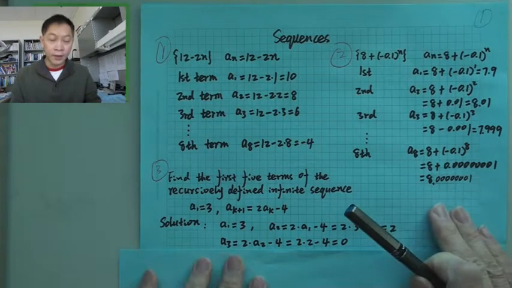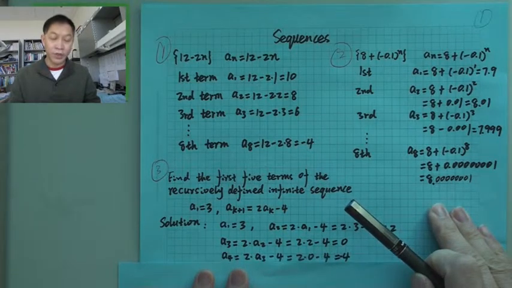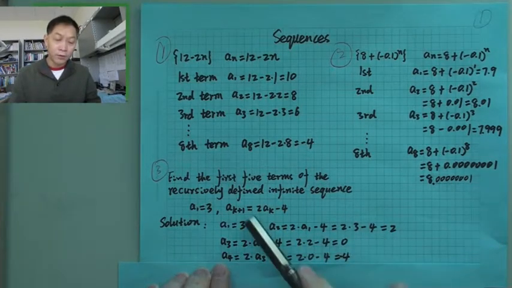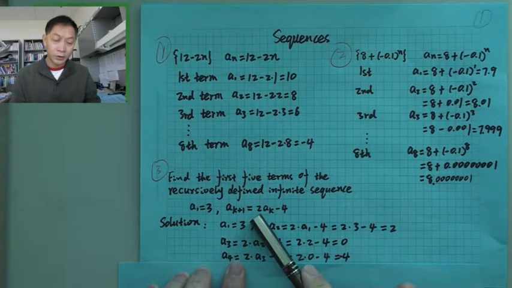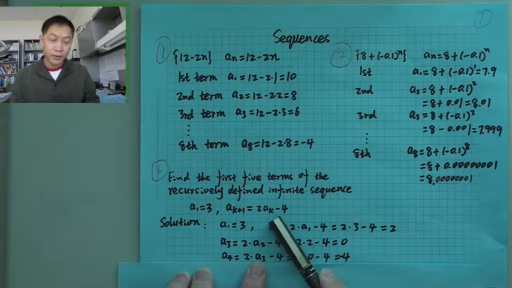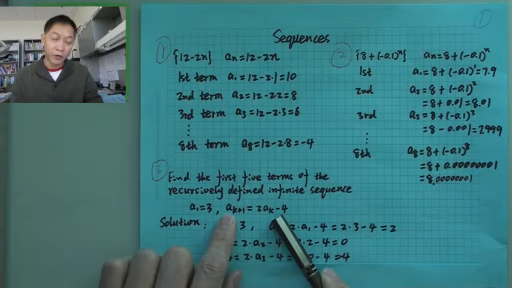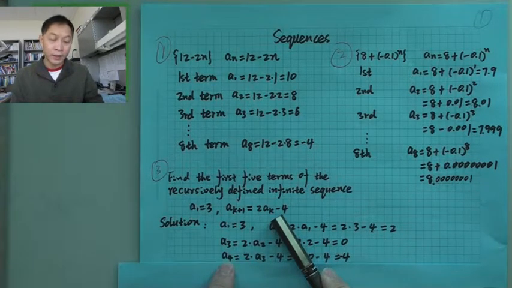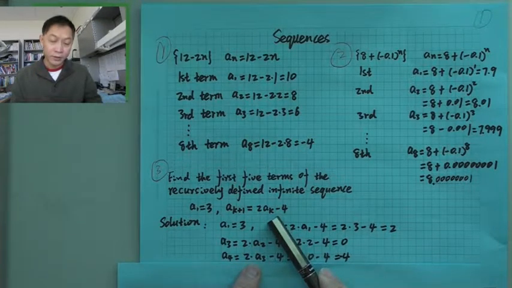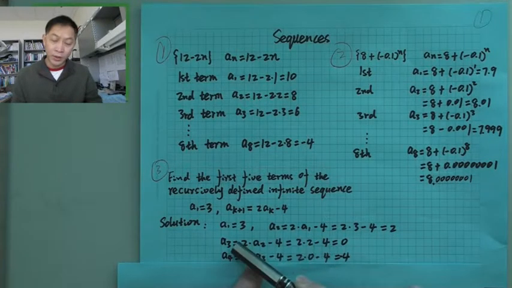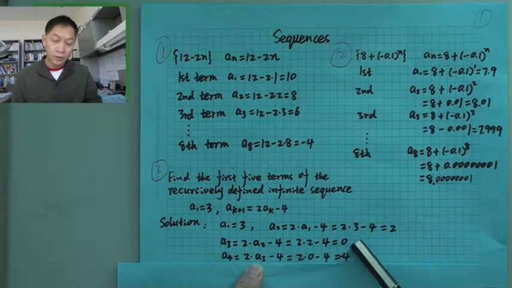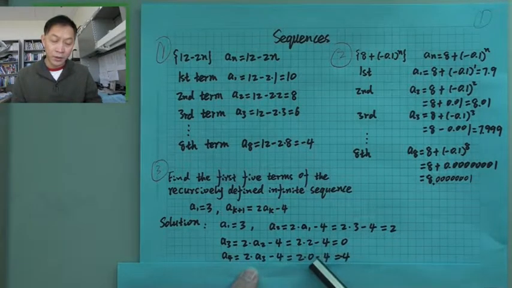You can figure out A4 the same way. So A4 equals 2 times A3 minus 4, because if here is 3, here will be 4. It's always 1 more than that. So A4 can be found based on A3, and A3 we know is 0. So you plug in 0 here, 2 times 0 minus 4 is negative 4.